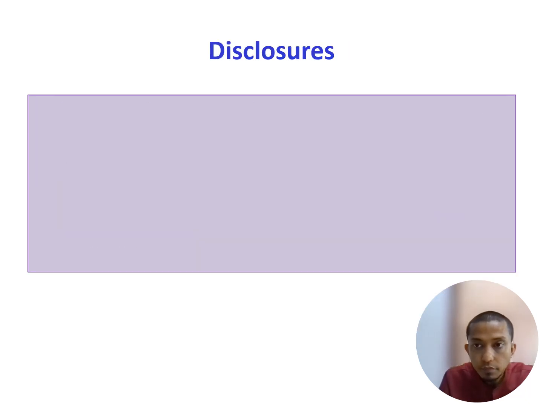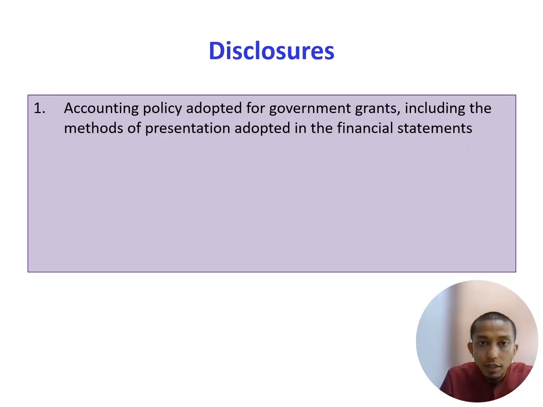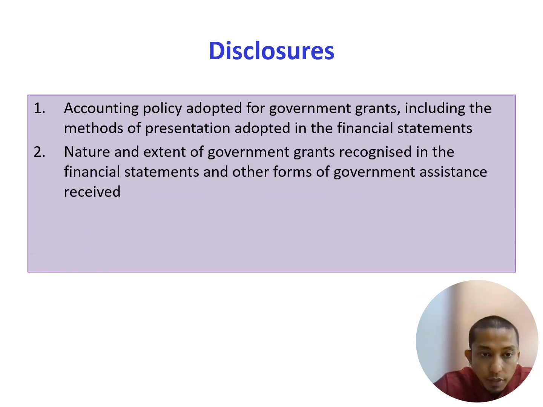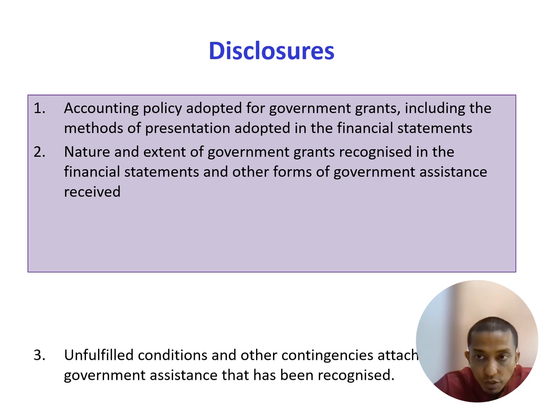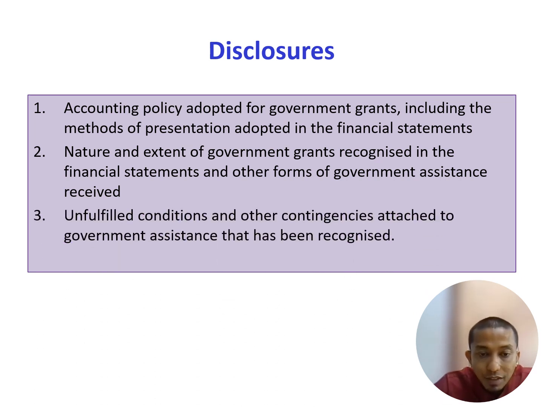All right. So how about disclosure? In terms of disclosure, we disclose the accounting policy adopted for government grants, including the method of presentation adopted in the financial statements. Also the nature and extent of government grants recognized in the financial statements and other forms of government assistance received, as well as unfulfilled conditions or contingencies attached to the government assistance that has been recognized.